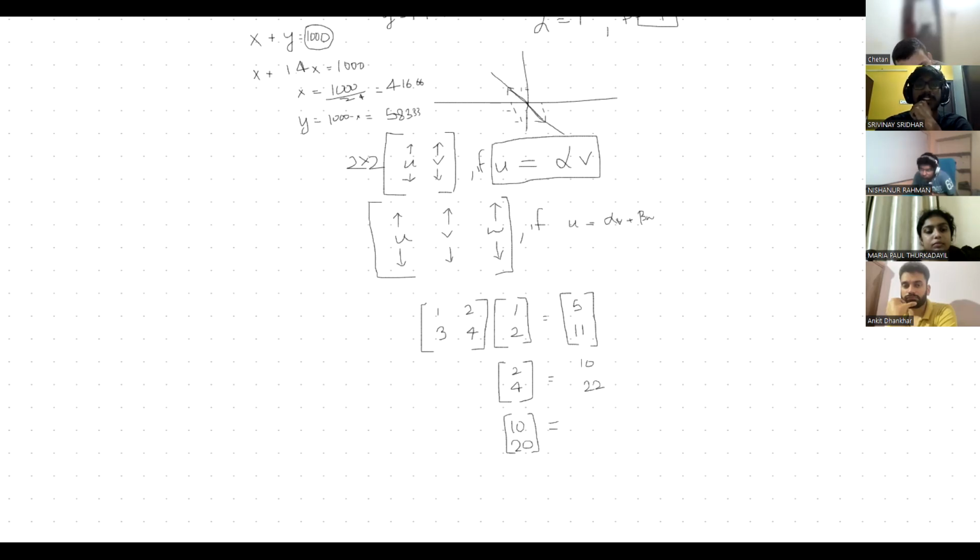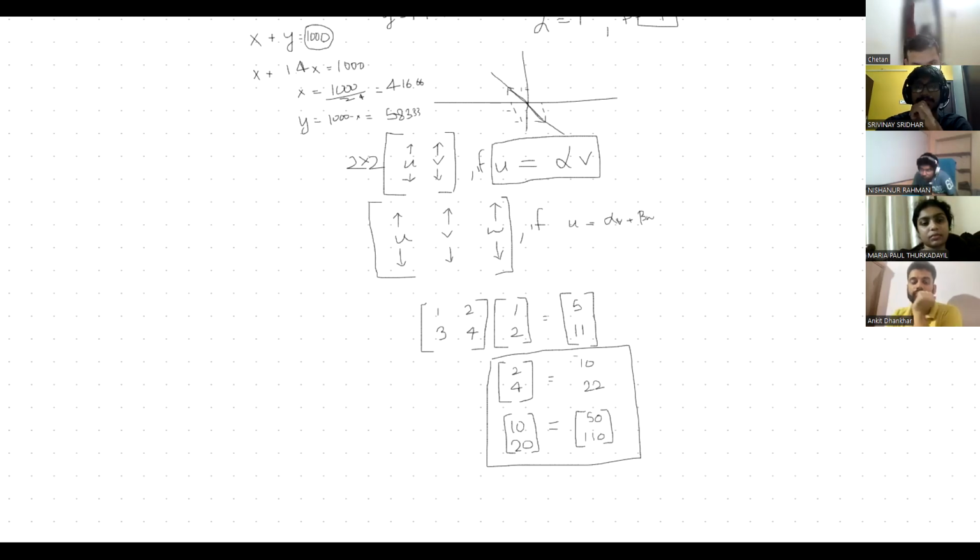I don't even want you to see the matrix anymore. You should be able to answer this with just the information here. 50 and 110. Yes. What are you observing? The output is also getting multiplied by the same scalar.